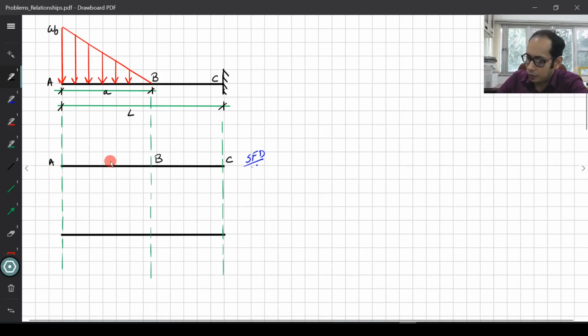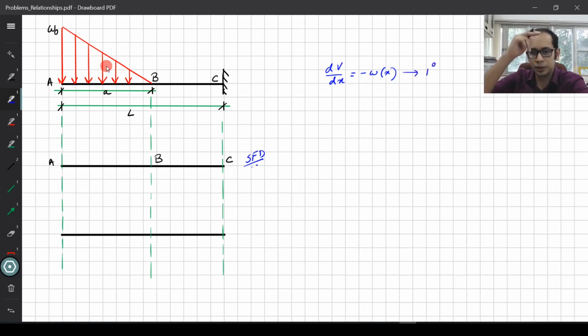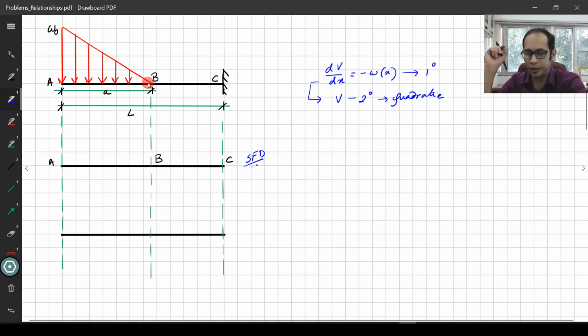So let's write down our expression again. We have dV/dx equals minus w, which is a function of x. This is the general form of the equation. And so that tells you that in this particular problem, this w is of degree 1, because it's a linearly decreasing load. So that again tells you that your V must be second degree, that is, it must be quadratic. So as long as the load is present, from A to B, you will have a quadratic variation of the shear force diagram.